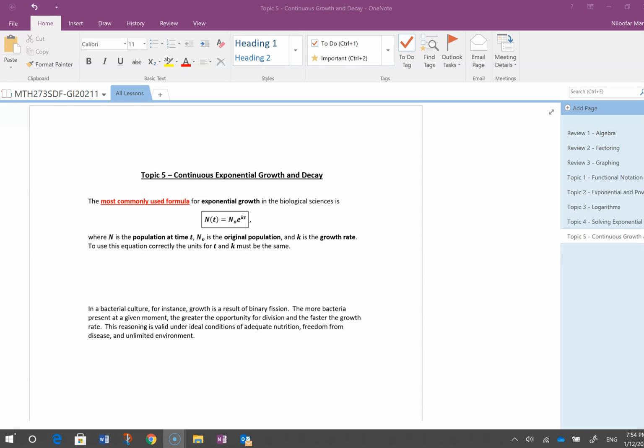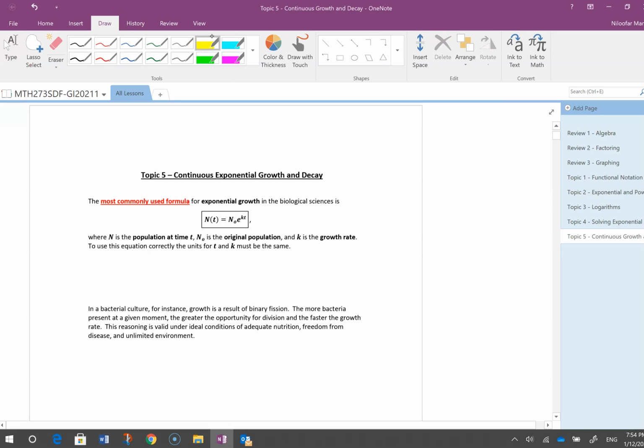Again, we are not going to go into details of, for example, the biological parts. We do the math parts, and I want to show you how your knowledge of dealing with exponential functions and logarithms, ln, and those things are really helpful for solving these kinds of questions. Okay, so the most commonly used formula for exponential growth is this formula here.